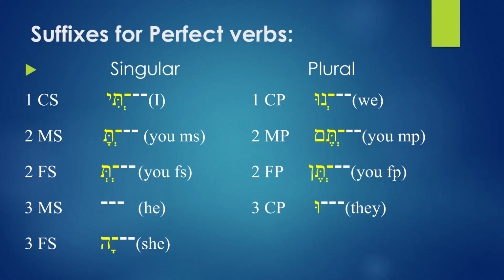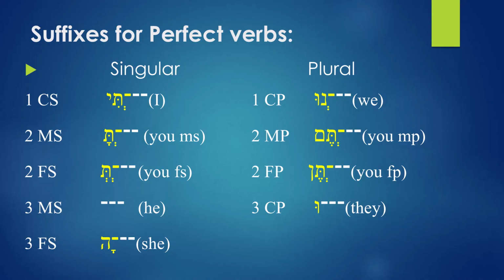In the third common, you have u, which means they. Now, common suffixes are those that can be used on masculine verbs and also be used on feminine verbal forms. That's why they're common, because they can be found on this side or this side. So third common, you have u, which means they, and that can be feminine or masculine.